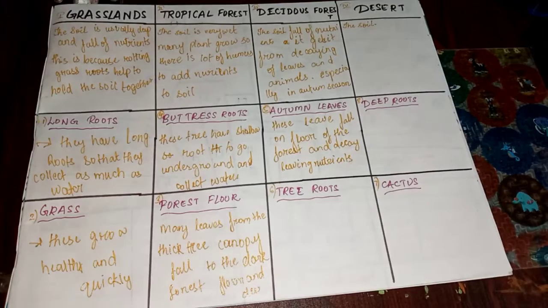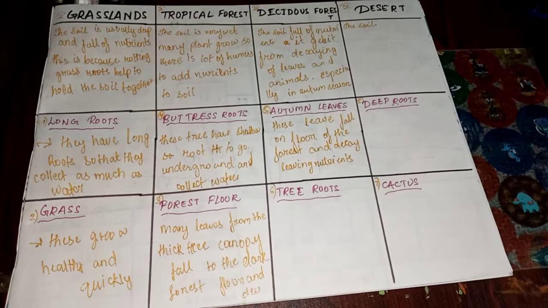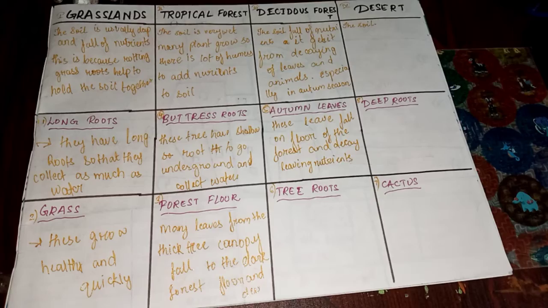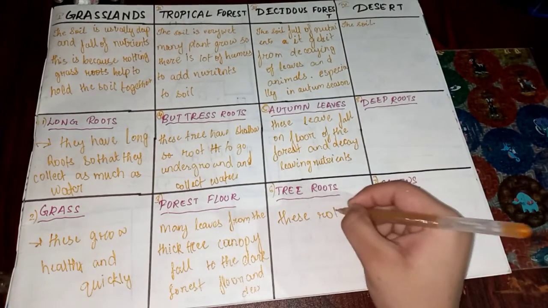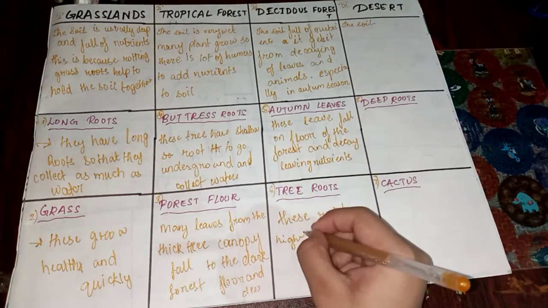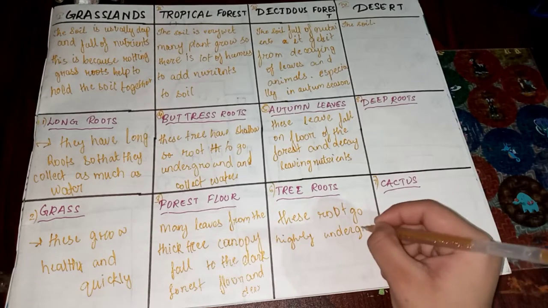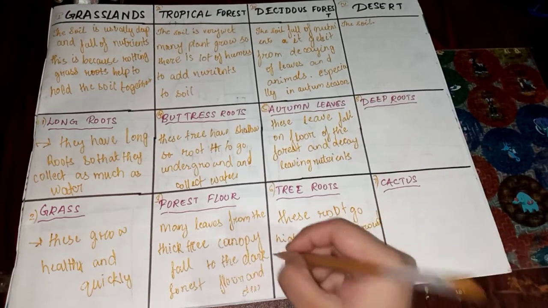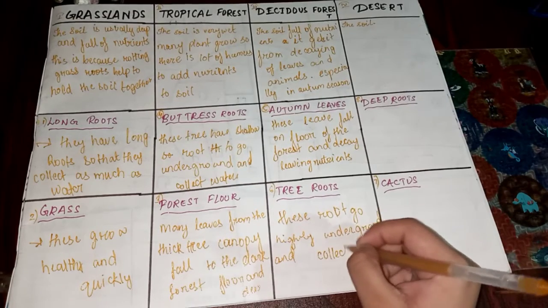Okay, next the tree roots. Tree roots of deciduous trees reach deep layers of the soil and collect the nutrients. These roots go deep underground and collect water.